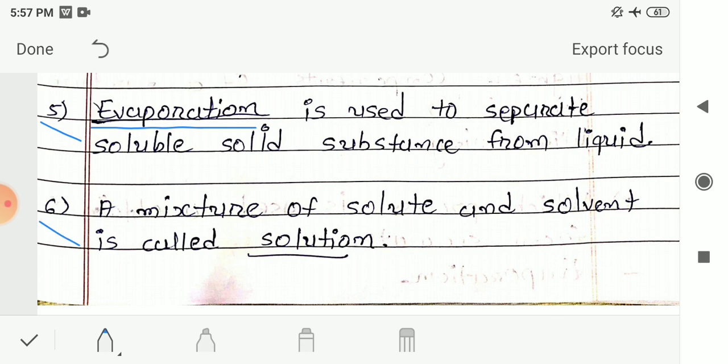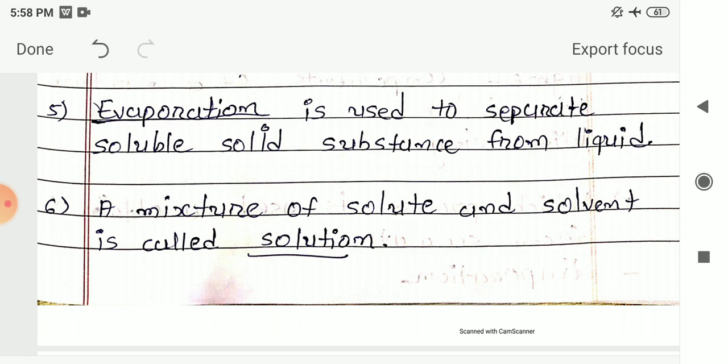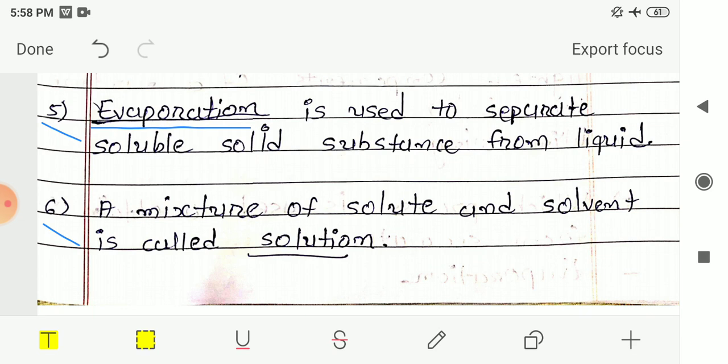Next, sixth number: a mixture of solute and solvent is called blank. So it is known as the solution. This is also the definition of solution, that a mixture of solute and solvent is known as the solution. So here your answer is solution. So here our fill in the blanks, that is question 2, gets over. Next question 3 is write answer in one word.